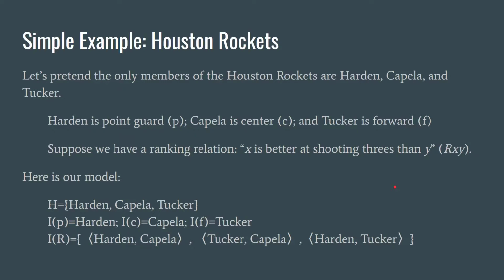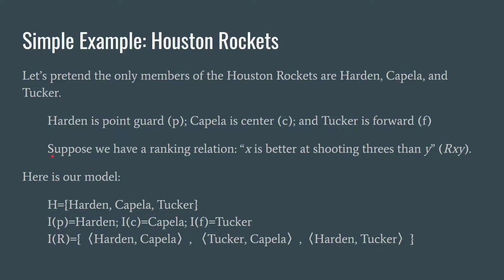Let's go back to the Houston Rockets. And to simplify things, let's pretend the only members of the Rockets are Harden, Capella, and Tucker. Now, we need to create a model for our language. We have the terms for point guard, that's P. We have a term for center, that's C. And we have a term for forward, that's F.